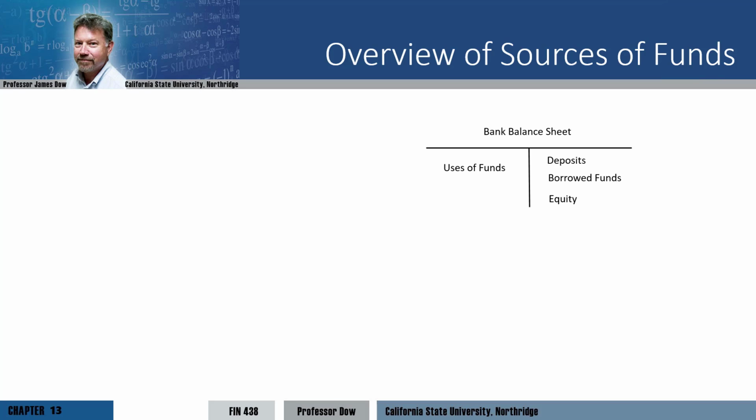Again, sources of funds are items on the right-hand side of the balance sheet, money that can be used to make loans or to make other investments. We can divide the sources of funds into three categories: debt, which consists of deposits and borrowed funds, and equity.